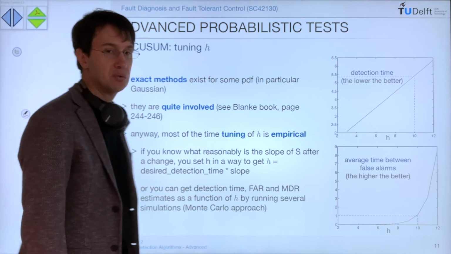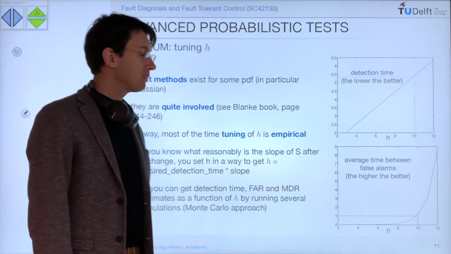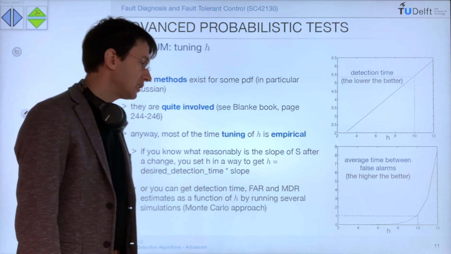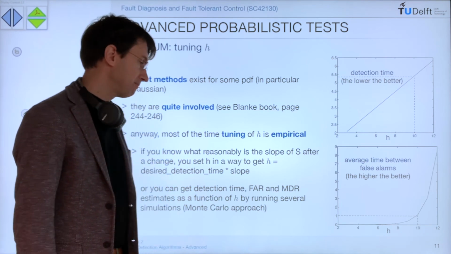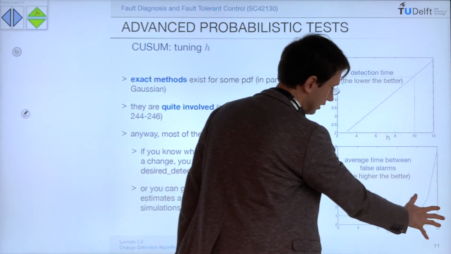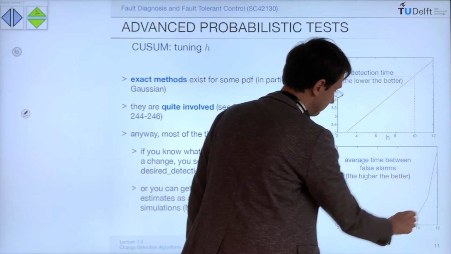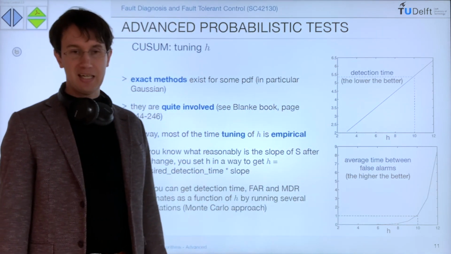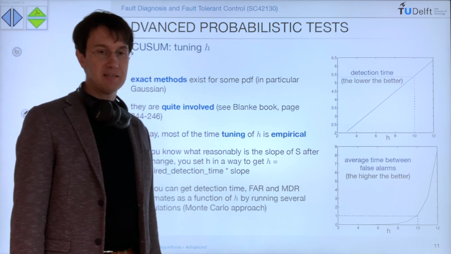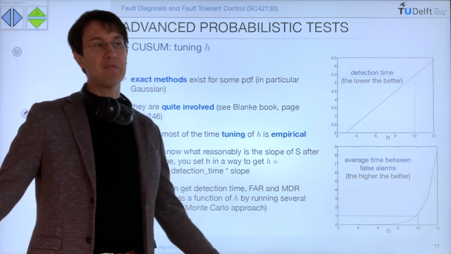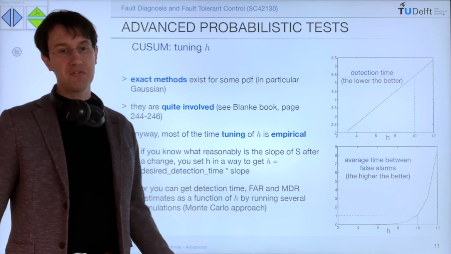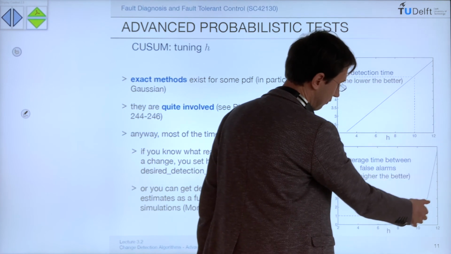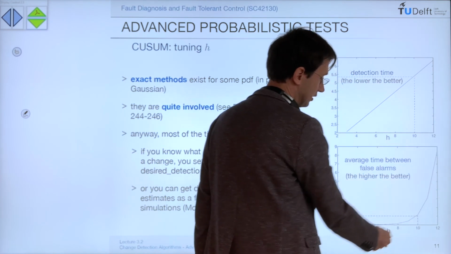What we can do is to take data in nominal conditions and try to tune H such that we don't have too much false alarms. For instance, this is a plot which shows, as a function of H, what is the average time between false alarms. And as you can see, the higher, the better. So if I have a higher average time between false alarms, I have few false alarms. You see, anyway, the increase, I don't remember from which case this is taken, but the increase is not linear.